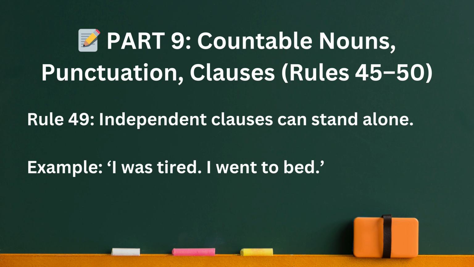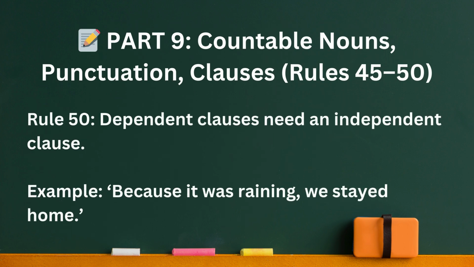Rule 49: Independent clauses can stand alone. Example: I was tired. I went to bed. Rule 50: Dependent clauses need an independent clause. Example: Because it was raining, we stayed home.